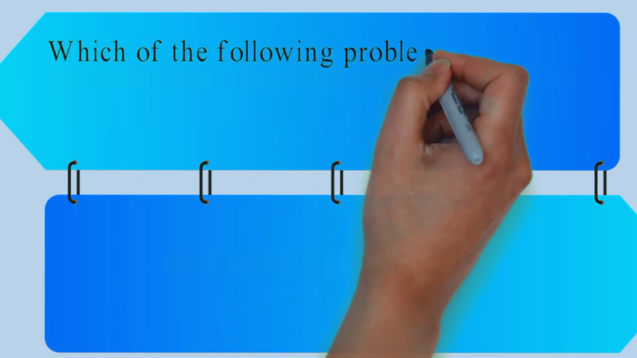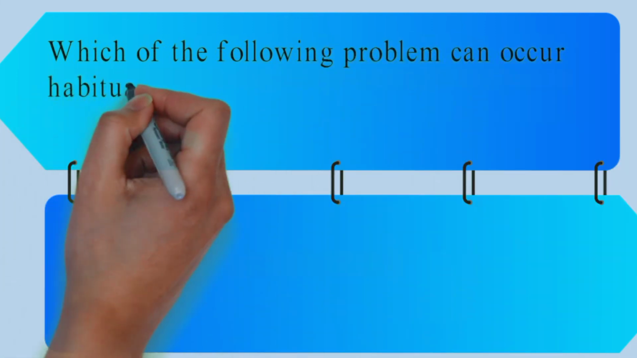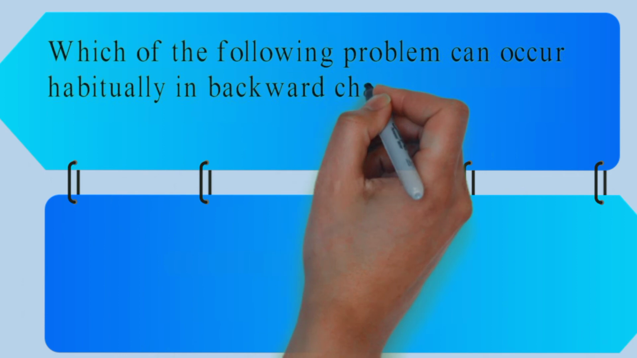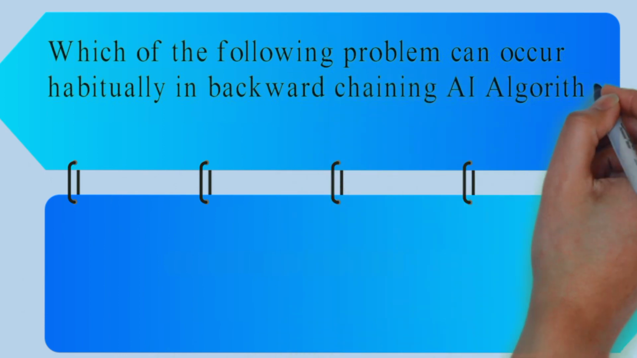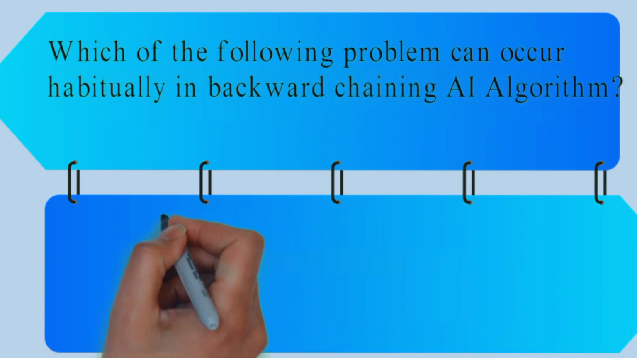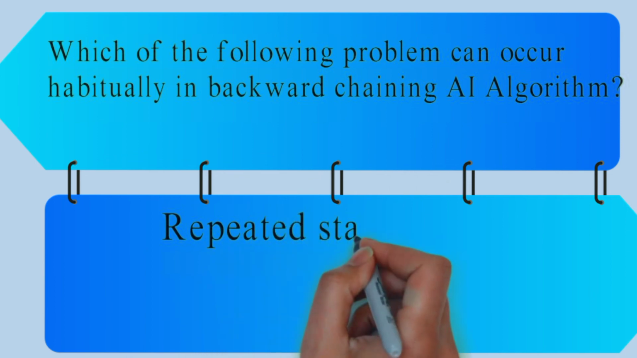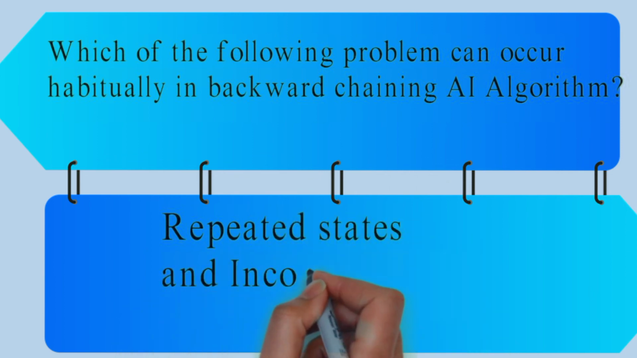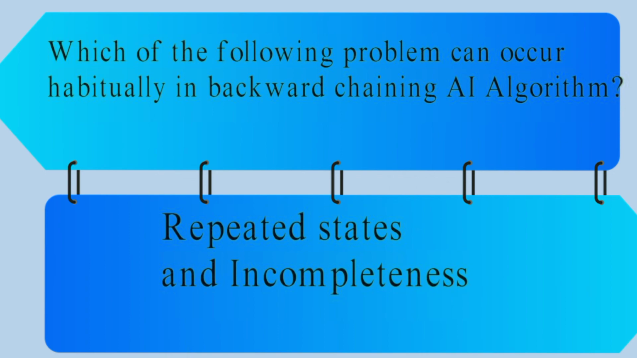Which of the following problem can occur habitually in backward chaining AI algorithm? The answer is repeated states and incompleteness.